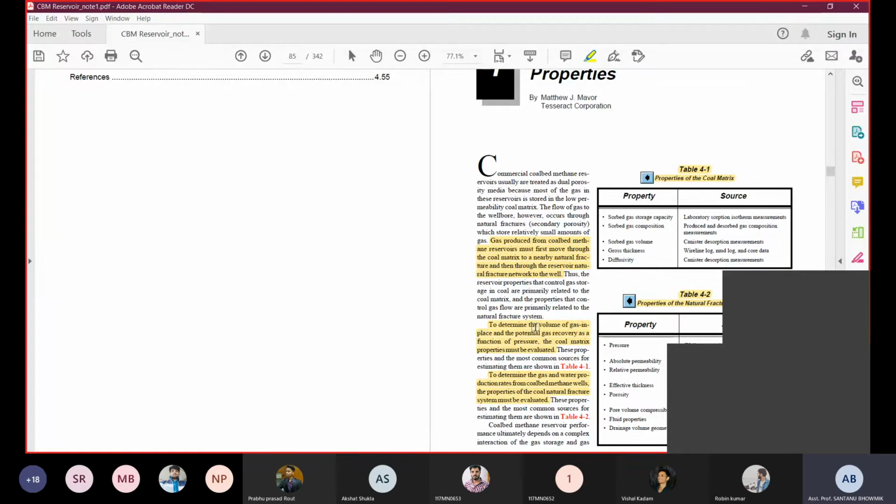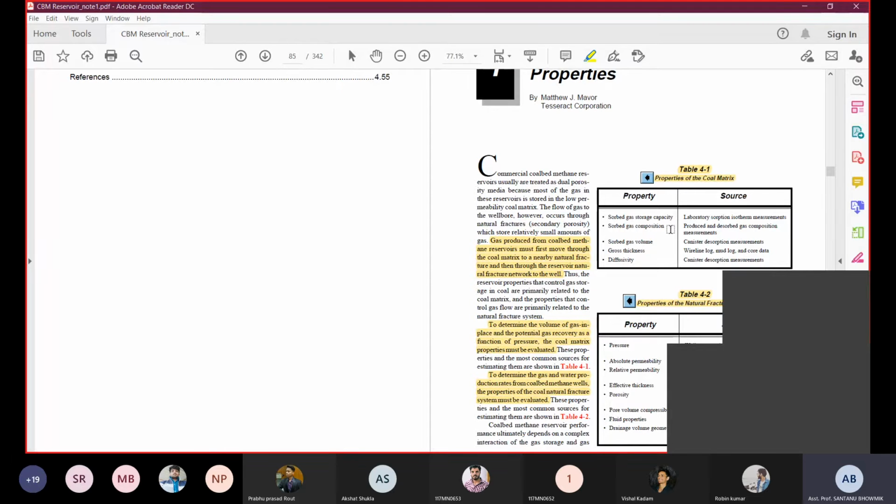So what are the different properties of the coal matrix you need to know? They have given two tables. Table 4.1 is the properties of the coal matrix, where you will see that you have to know the sorbed gas storage capacity, what is the initial gas concentration, and the sorbed gas composition. Composition means the gas saturation, whether it is only methane, whether it is methane and carbon dioxide, whether it is methane, nitrogen, carbon dioxide, or there are other gases. What is the concentration? What is the ratio? Then the sorbed gas volume. Sorbed gas volume is the total volume of the gas that is in the sorbed phase.